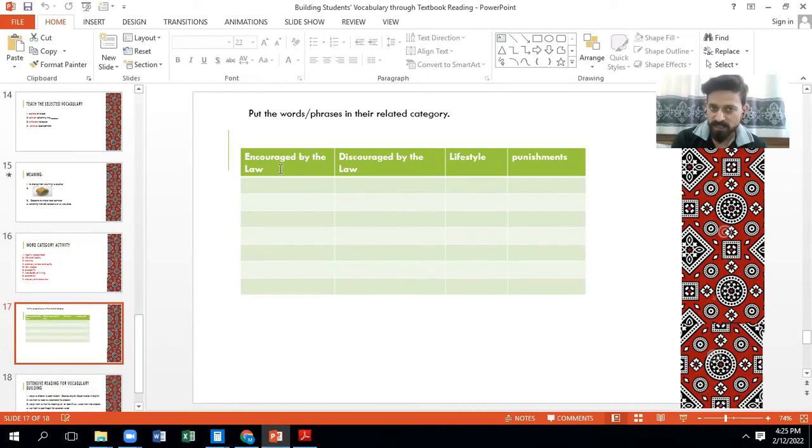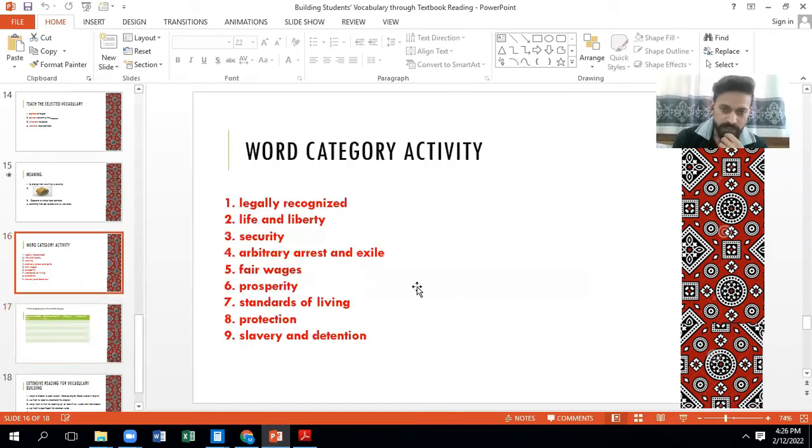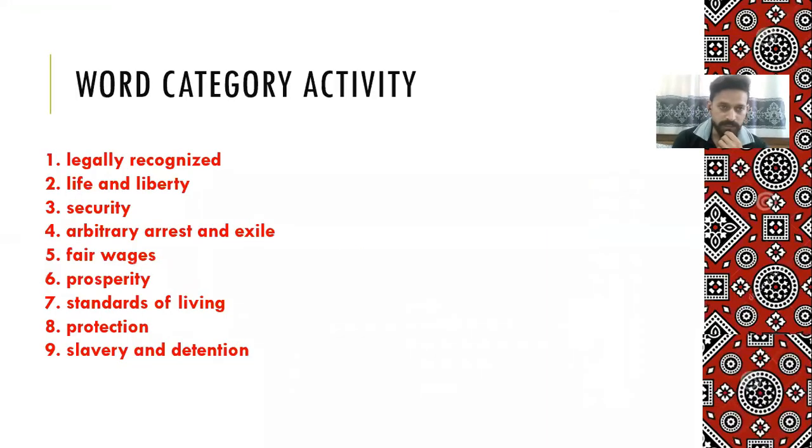The first one is encouraged by law, discouraged by law, lifestyle, punishments. So what is encouraged by law? What is discouraged by law? Then what is a part of lifestyle? And then what is a part of punishment? Okay, remember one thing. You can put one phrase into 2 categories as well. So there aren't hard and fast rules. They don't get confused. You can say, yeah, this and that. Or they can be only a single category. So let's start this activity.